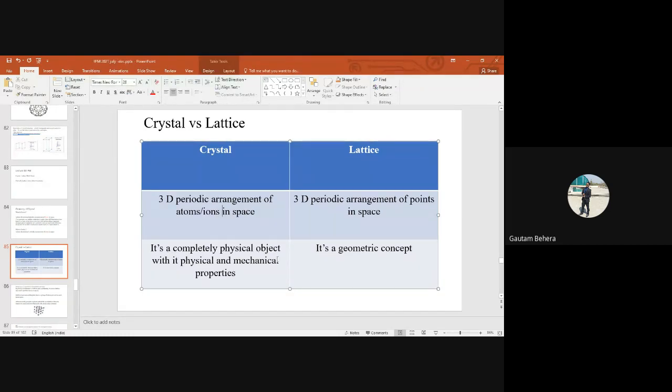But a crystal is completely a physical object, right? If I'm saying this is a crystal, that is completely a physical object. Physical object means it will have physical properties or mechanical properties, right? You can measure its dimensions, you can measure its density, you can measure its properties, right? But a lattice is just an imaginary thing, right? That's why it is a geometric concept. So you should not be confused between crystal and lattice.